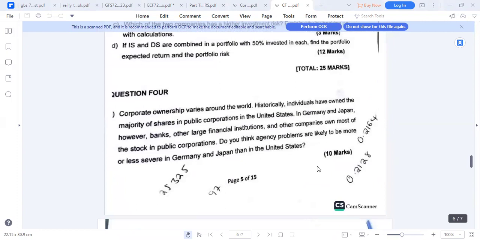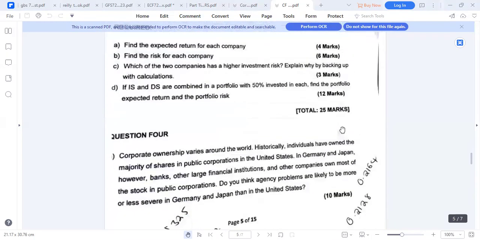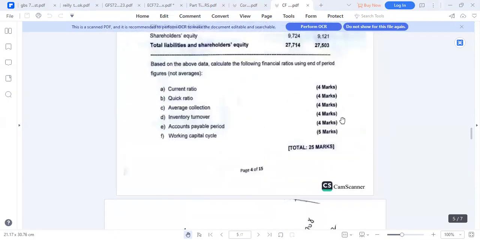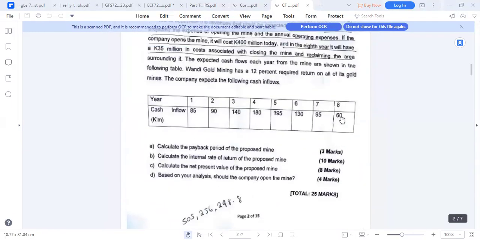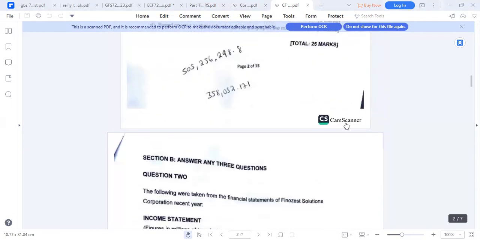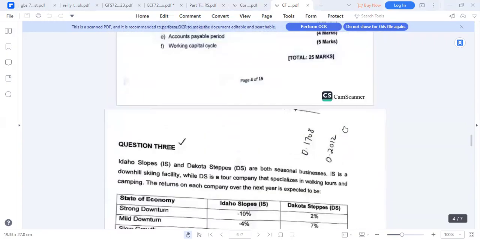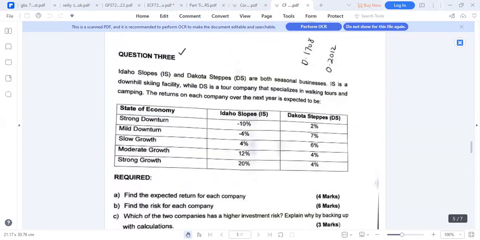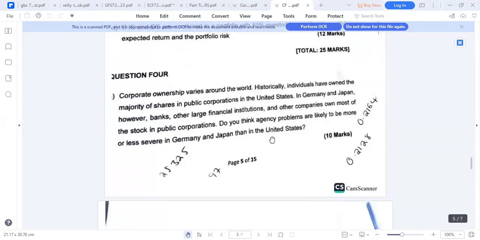Are we together? Any questions this far? Yes. We did ratios the other day. Any questions this far? If there are no questions, we'll end here.